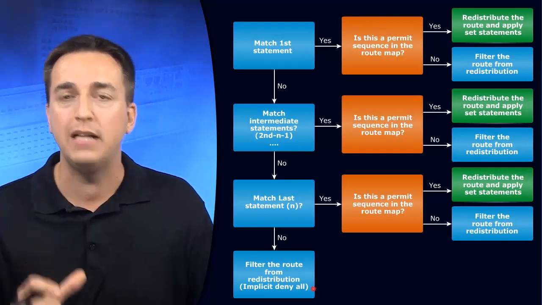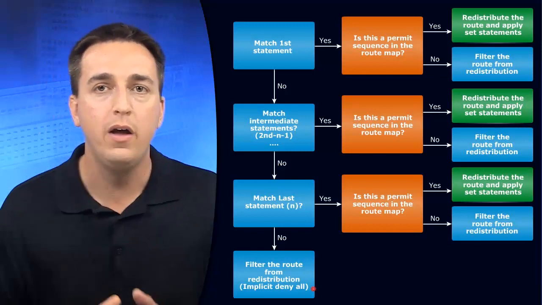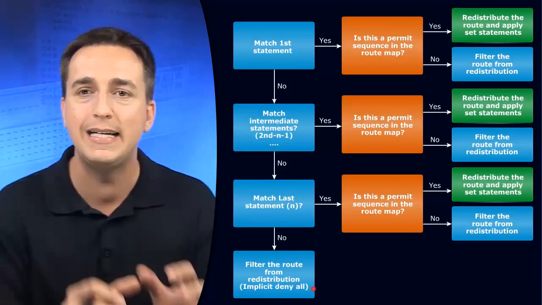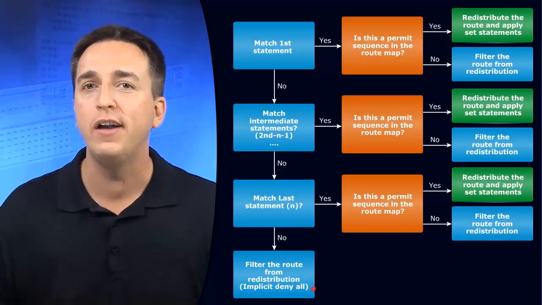So it's very important to understand this logic for redistribution. A permit sequence means redistribute. A deny sequence means do not redistribute.